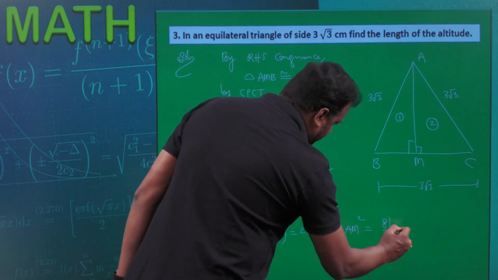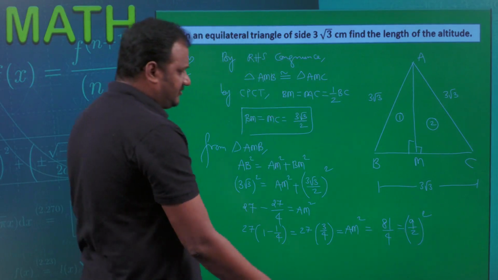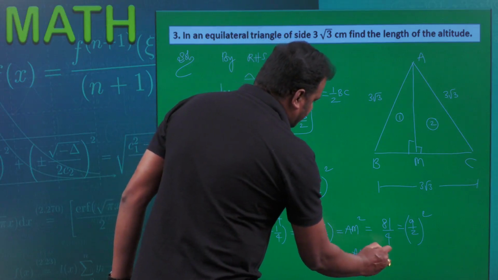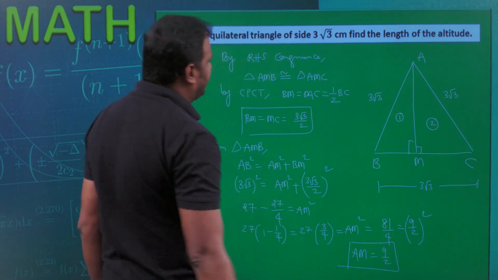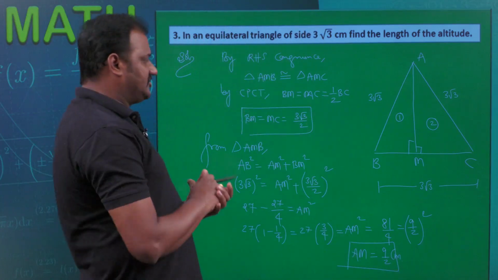So 81 is equal to what? 9 square by 2 square. So 9 by 2 whole square is equal to AM square. Therefore, the value of AM is equal to 9 divided by 2. AM is equal to 9 by 2 centimeters. This is the way of finding the altitude.